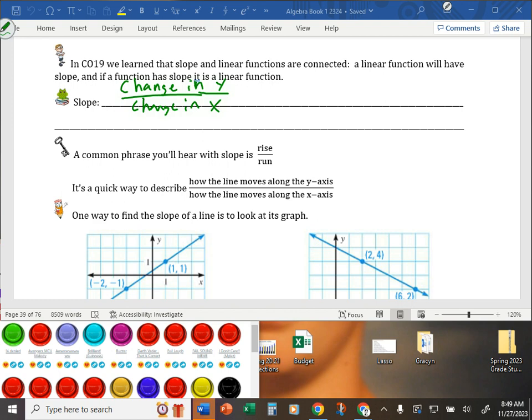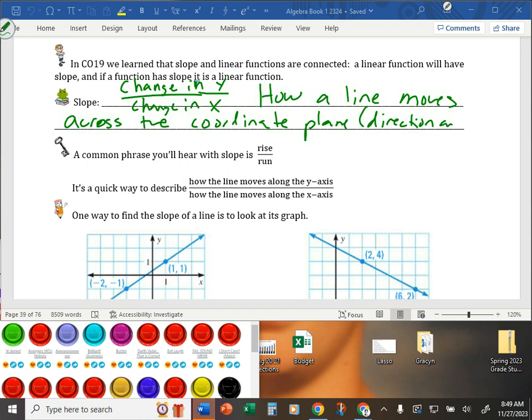And basically what that change in y over change in x tells you is how a line moves across the coordinate plane, both in direction and in steepness. How a line moves across the coordinate plane, both in direction and in steepness.